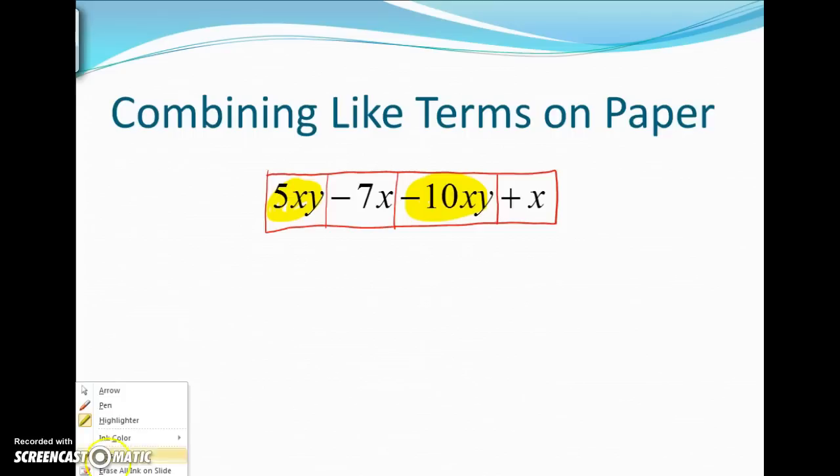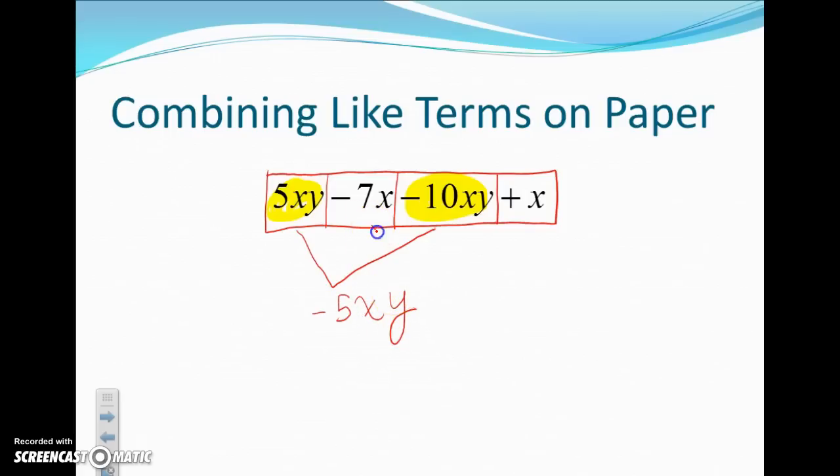Now let's combine like terms. So you can combine these two. What operation do I need to do? 5xy minus 10xy. Or you can do 5xy plus negative 10xy. That's going to give you negative 5xy. Okay. And then you can combine these two, negative 7x plus x. You see an invisible 1 right there. So negative 7x plus 1x will give you negative 6x.